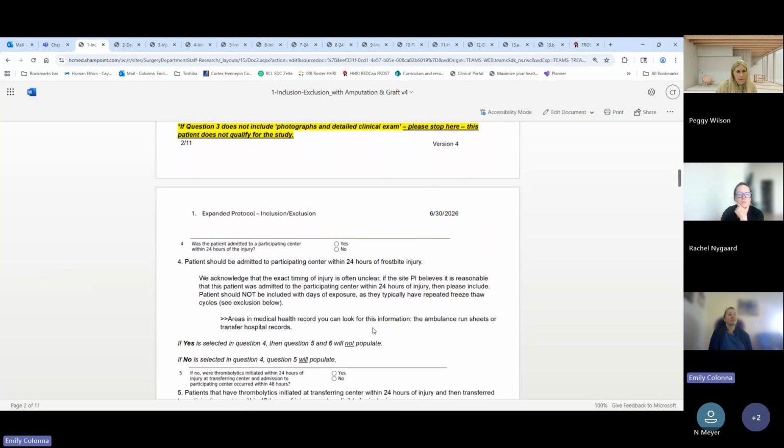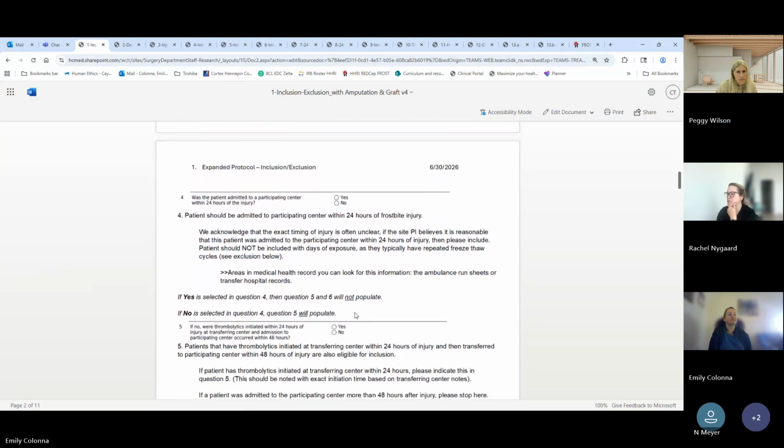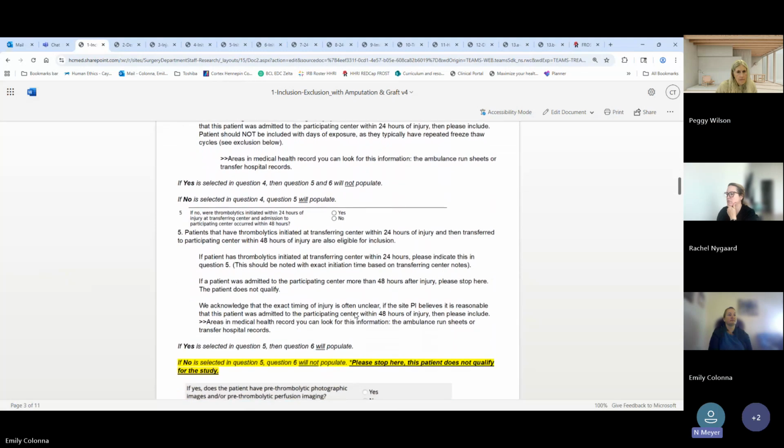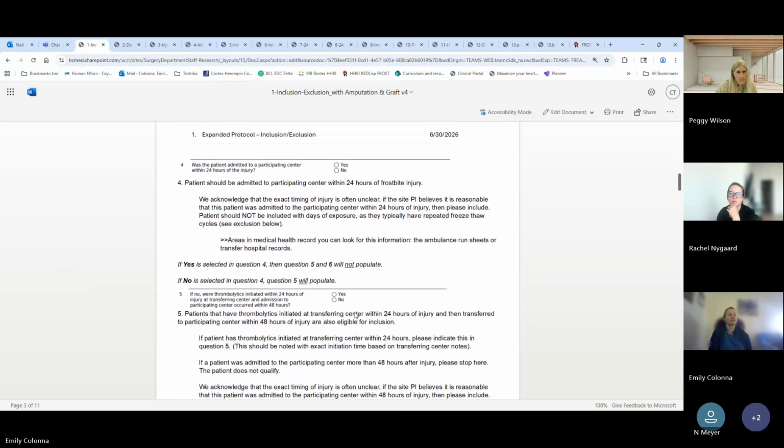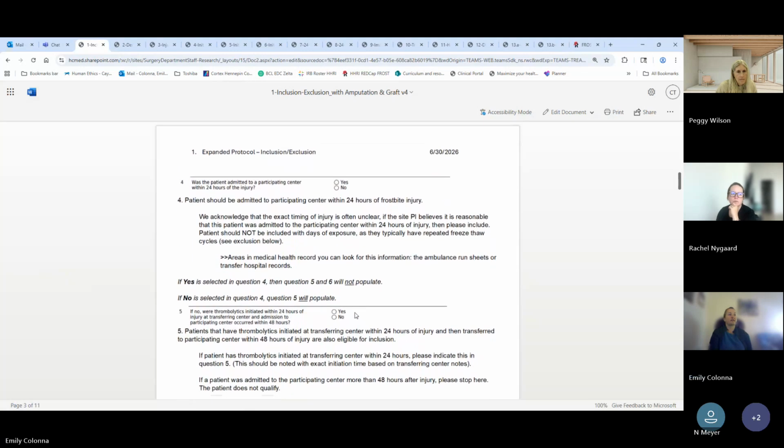The patient should be admitted to you within 24 hours of frostbite injury. Sometimes the exact timing of frostbite isn't very clear, but if your PI thinks it's reasonable that they were admitted to your center within 24 hours of the injury, please include them. So that's the injury, not the rewarming, right? Okay. Correct. Yep.